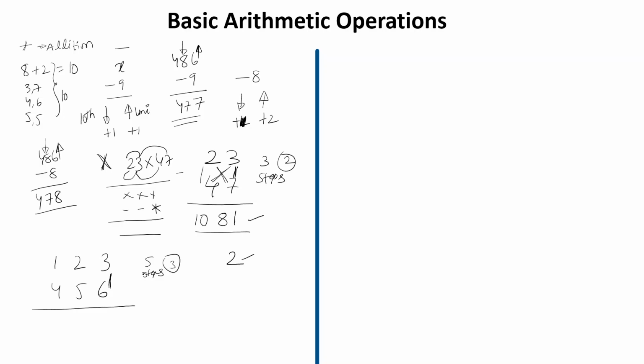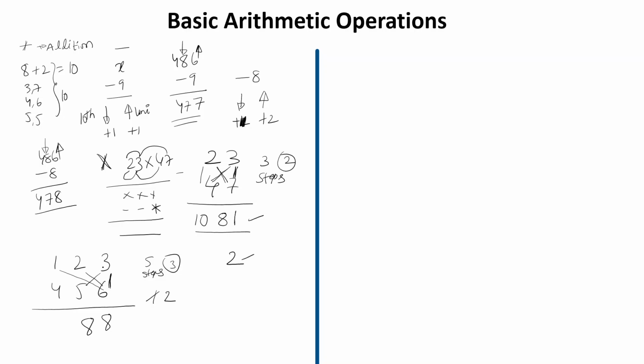Let us look at those 5 steps. First step, 3 into 6, 3 6s are 18, and I will write 1 here separately. Then 2 6s are 12, and 3 5s are 15. 12 plus 15 is 27, 27 plus 1 is 28. Now I will write 8 here and carry 2 separately.